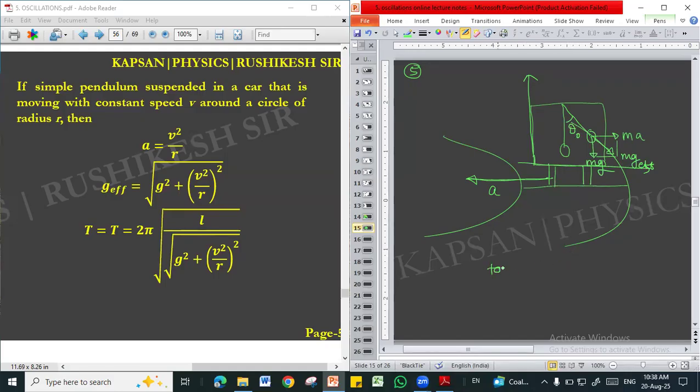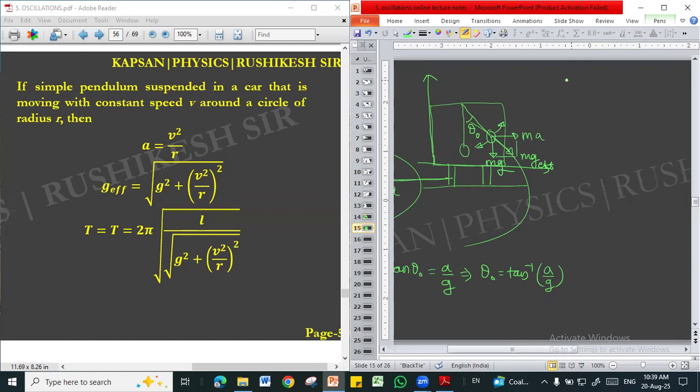This will be the new orientation of the pendulum. What will be the new orientation? Tan theta naught is equal to opposite, which is ma, upon adjacent, which is mg. So theta naught is equal to tan inverse of a by g. So this is the new equilibrium position of the pendulum. Now the oscillations will take place about theta naught. And what will be the time period of this? 2 pi into root of L upon G effective.